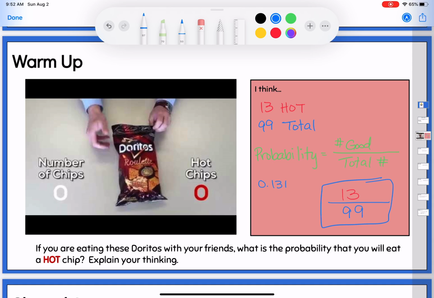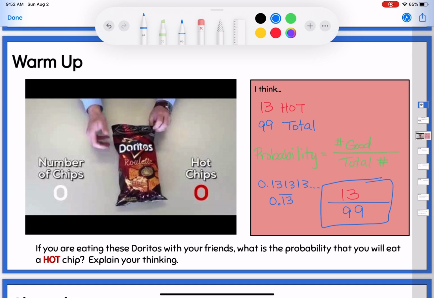So 0.131313 dot dot dot. And yes, that's the same thing as writing 0.13 with the bar above the 1 and the 3. But that's technically not as accurate as 13 out of 99. So we would really want to leave that as the fraction if you get something like this.